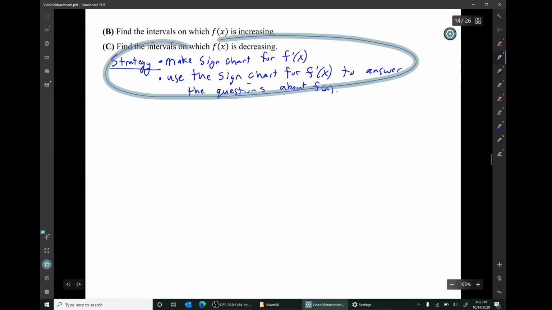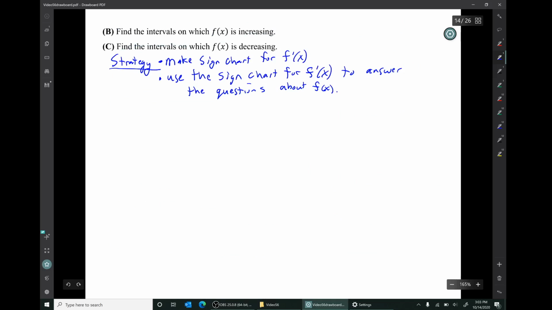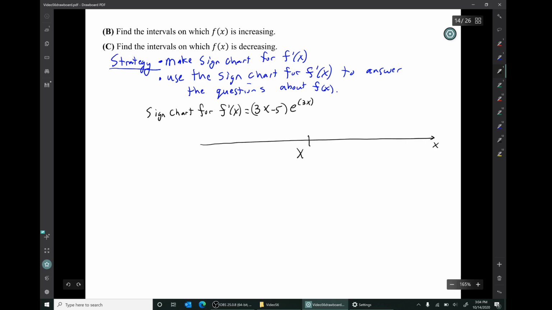Okay, so remember how to make a sign chart for f prime. We start by making a number line and putting the partition numbers for f prime on the number line. Now the first thing I'm going to do is label a sign chart, and I'm going to put the formula for f prime to remind us of the function we're dealing with. So there's our sign chart so far. We put the only partition number for f prime on the number line. It was this x equals 5/3 because that causes f prime to be 0.